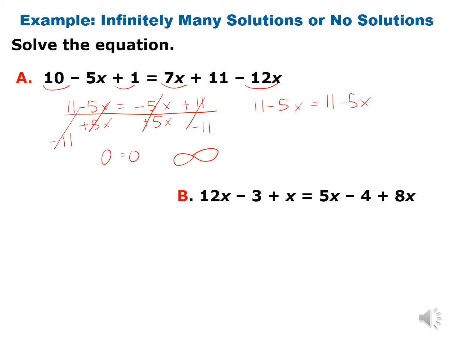When you get to a point and the equation is exactly the same on both sides, which means it could cancel out, the signs have to be the same, that means that it is the same equation and it has infinite solutions. So let's look at this one.